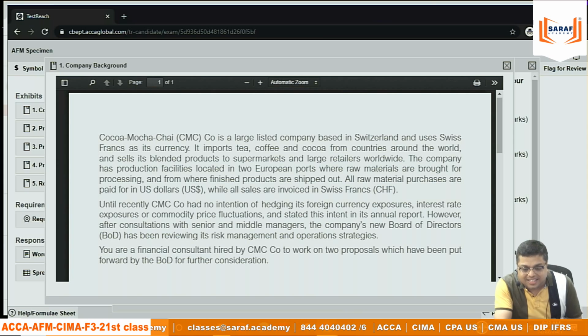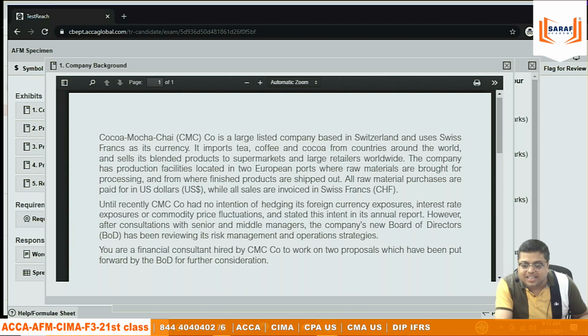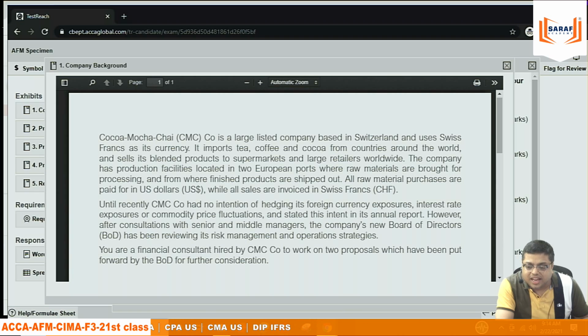CMC, they have already mentioned CMC. हम लोग भी सब जगह CMC ही लिखेंगे. Is a large listed company, again listed, based in Switzerland and uses Swiss franc as its currency. It imports tea, coffee, cocoa from countries around the world. इंडिया से भी करता होगा, ये सब इंडिया में बनता है. And sells its blended products to supermarkets and large retailers worldwide. Multinational company. Blended. Tea, coffee, cocoa को मिला मिलू के.